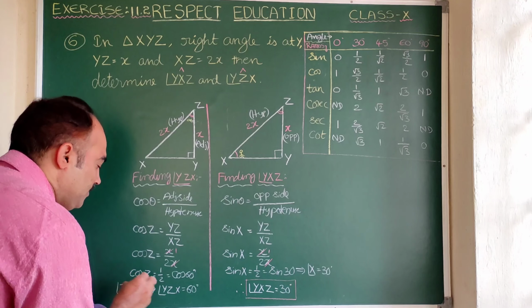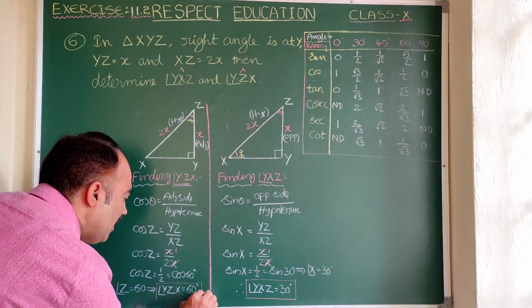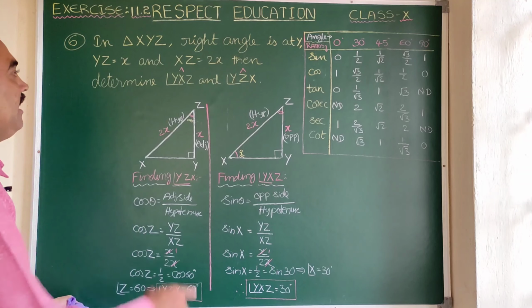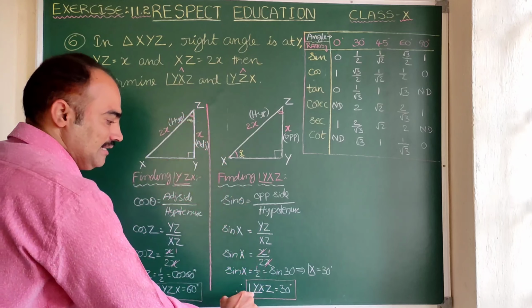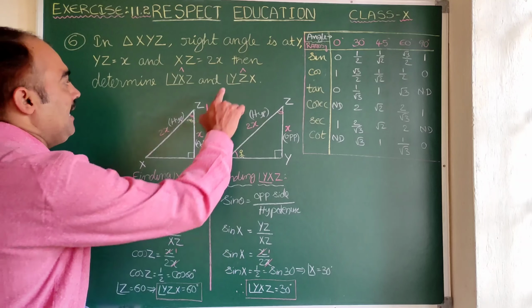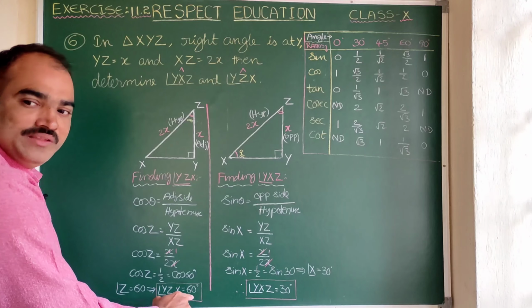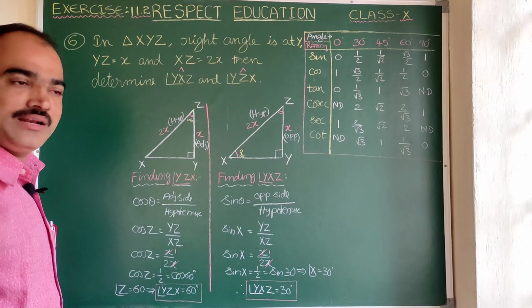Now, observe the question. What is asked to find? Angle YXZ, that is equal to 30 degrees, and angle YZX, that is equal to 60 degrees. Is it clear? Yes, sir. Right.